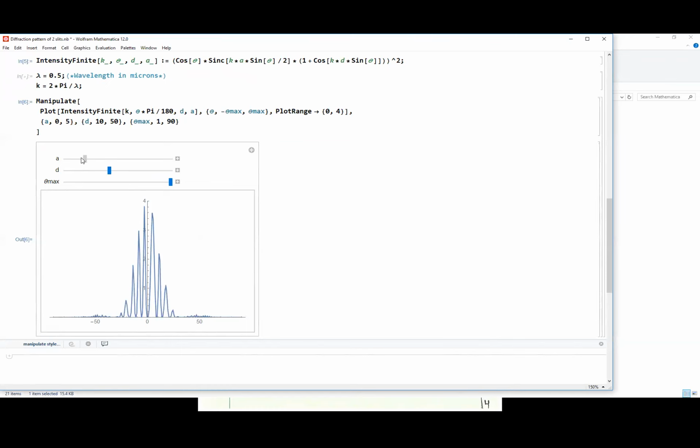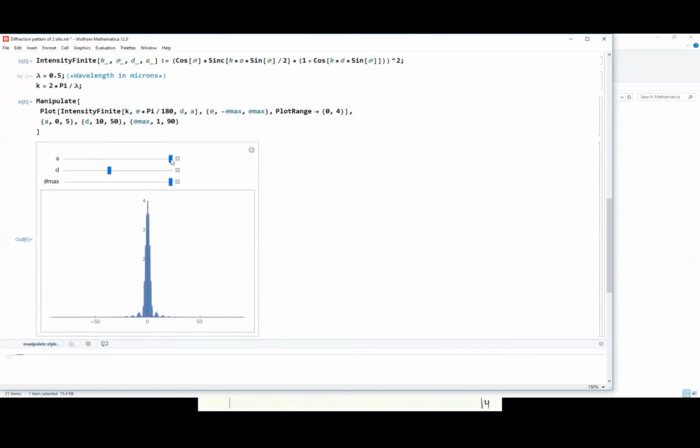When I play with A, if I make A small, well, if I make A really small, we don't even see a secondary bump here. If I make A somewhat larger, we can see a secondary bump. If I make A larger still, we can see a third bump and the beginnings of a fourth bump there. Make A really big, and you can see the central peak, secondary bump, the third, the fourth. And if you really squint at it hard enough, you could persuade yourself that there's a fifth out there if you want.